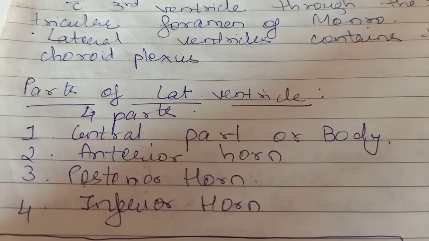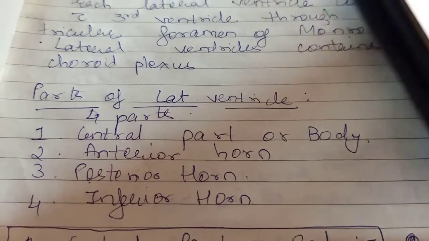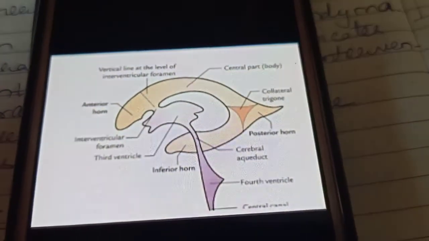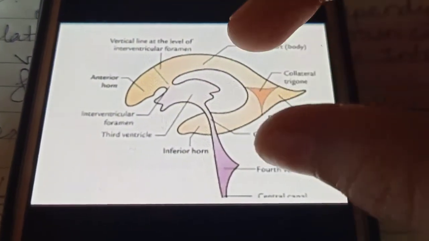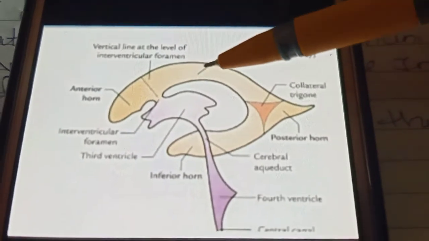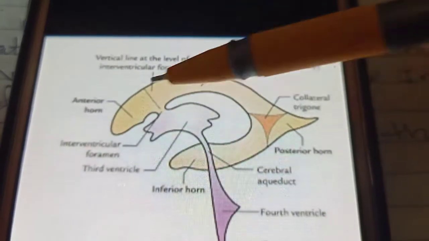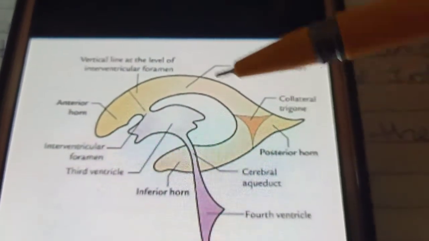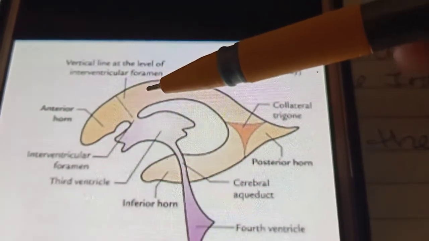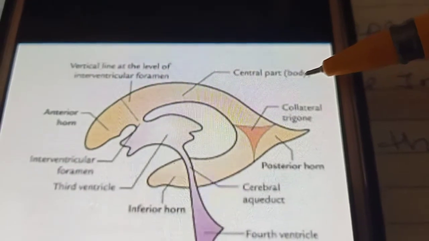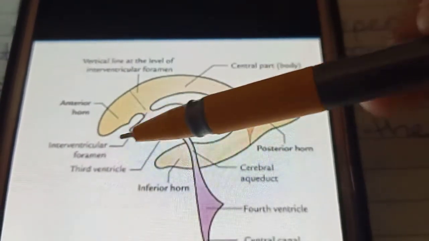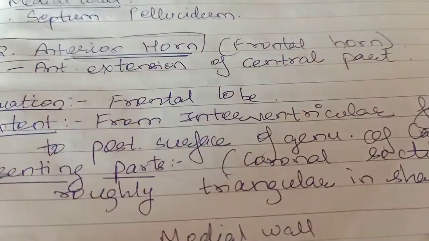Now, this was the central part, the central part of the lateral ventricle. This is the anterior horn, this is the posterior horn and then the inferior horn. So I explained to you about the central part, that is the body of the lateral ventricle. Now I will explain about the anterior horn.